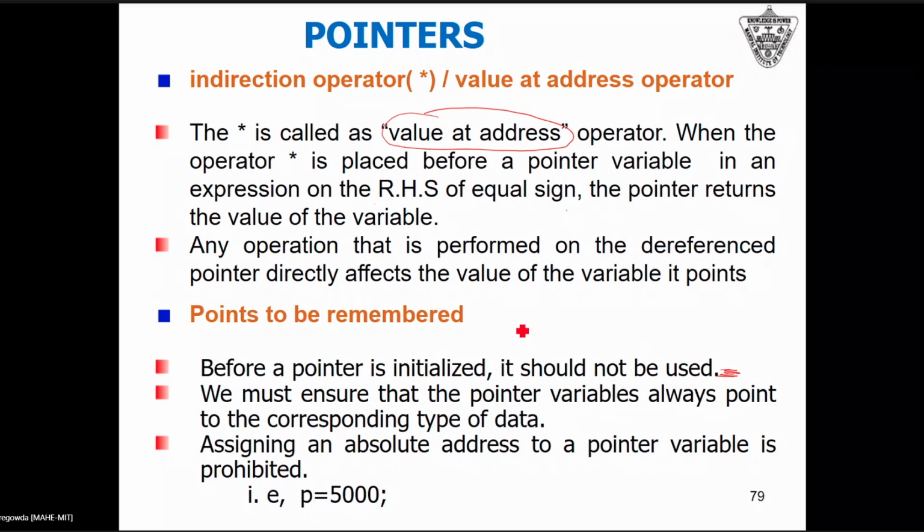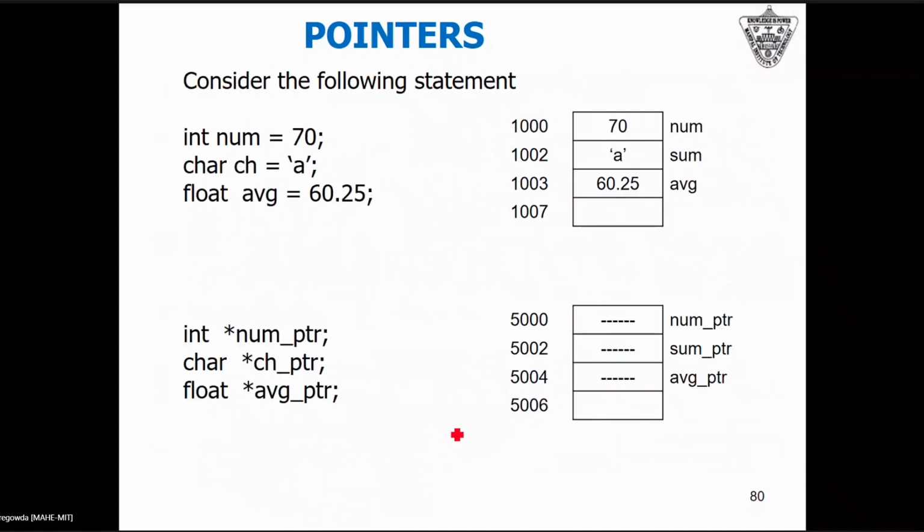Say for example, you declared the pointer as pointing to the integer type, and if you are trying to put the address of a character type, it is not allowed. Okay, there is a mismatch with the initialization. Assigning an absolute address to a pointer variable is not allowed. Say for example, if you feel that you have data in memory location 5000 and you try to assign this absolute value directly to the pointer, it is not allowed. Okay, so through the variables only you are supposed to initialize the pointers.